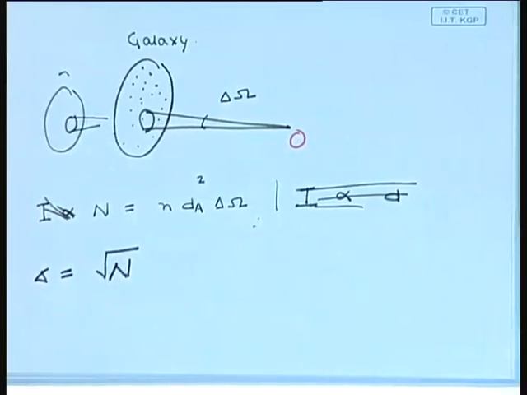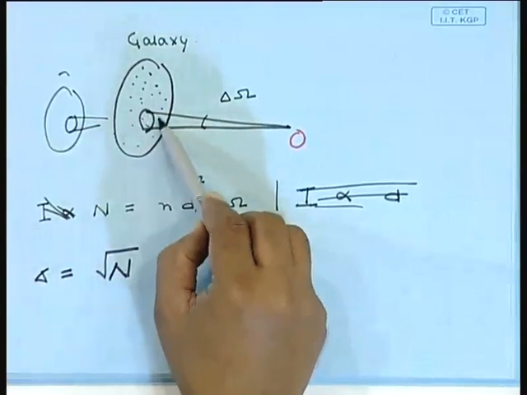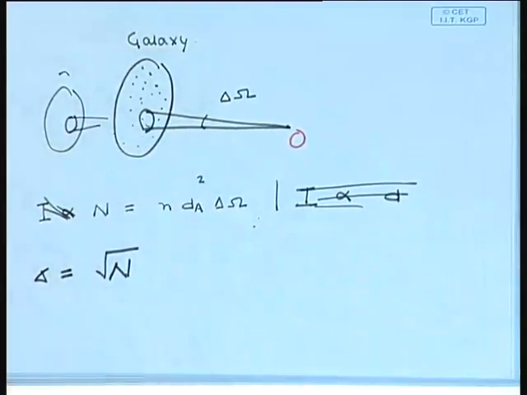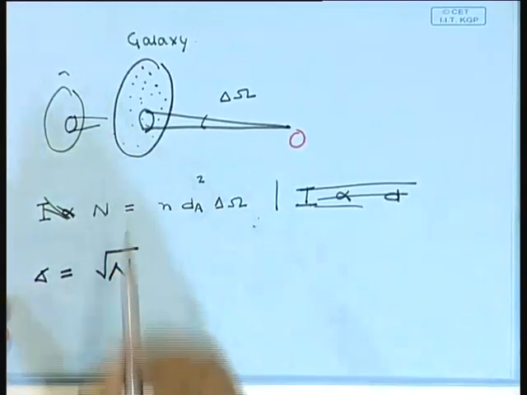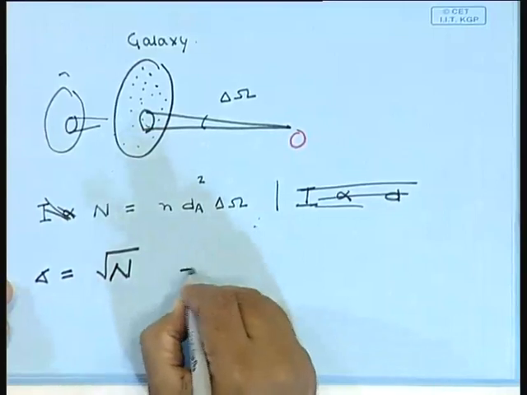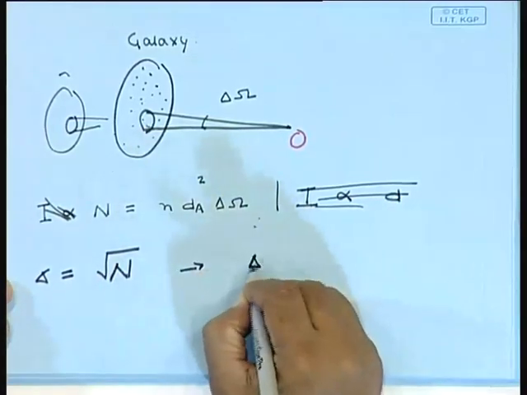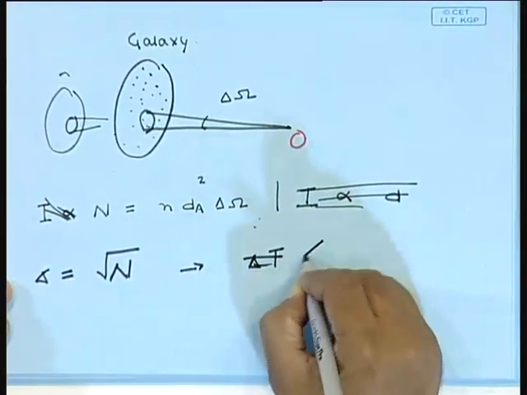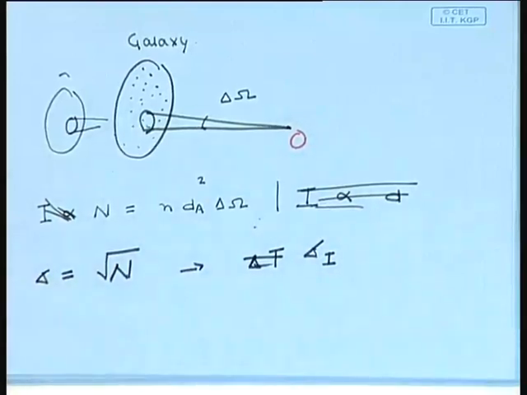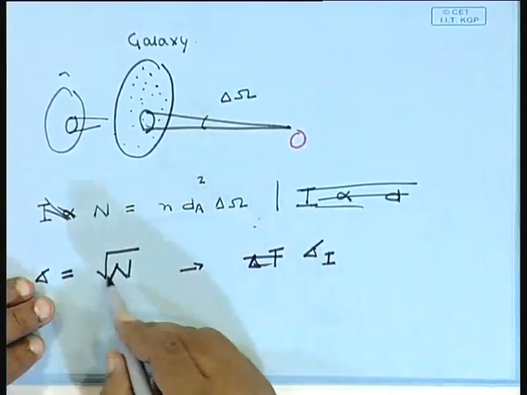Okay. And in the continuum limit, when n becomes very large, there will be no Poisson fluctuation. So if I have n discrete objects inside this beam that are contributing, then there will be a fluctuation of root n. So this fluctuation in the number of stars is going to get translated to fluctuations in the specific intensity, and these are proportional to square root of n.